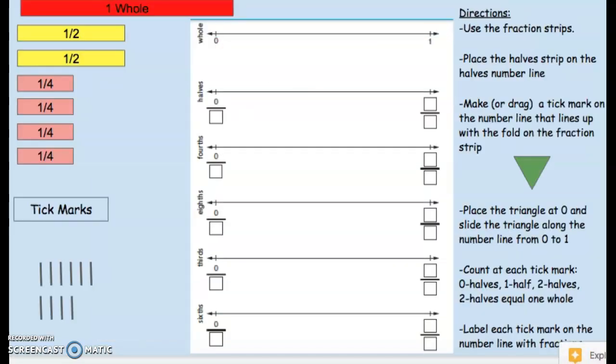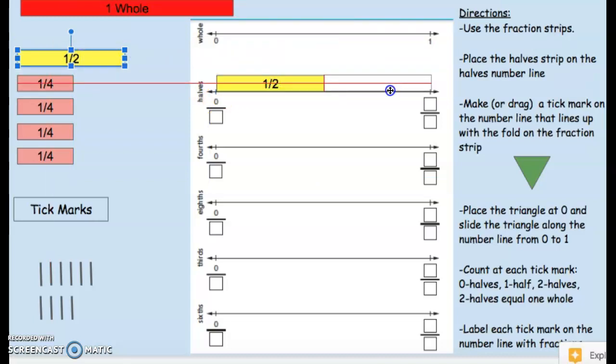Now please take out your fraction bars and Math Journal page 299. You're going to use the fraction strips and place the halves strips on the halves number line. Please put your halves strips, end to end, starting at 0, onto your halves number line. At each part where the halves end, I'd like you to add a tick mark or a line using your pencil onto your number line.